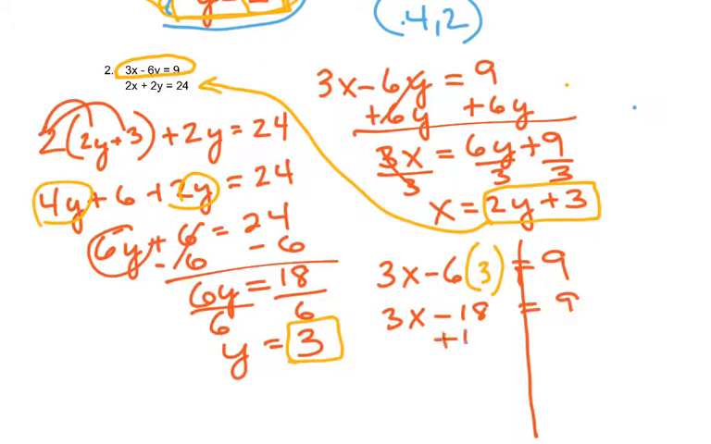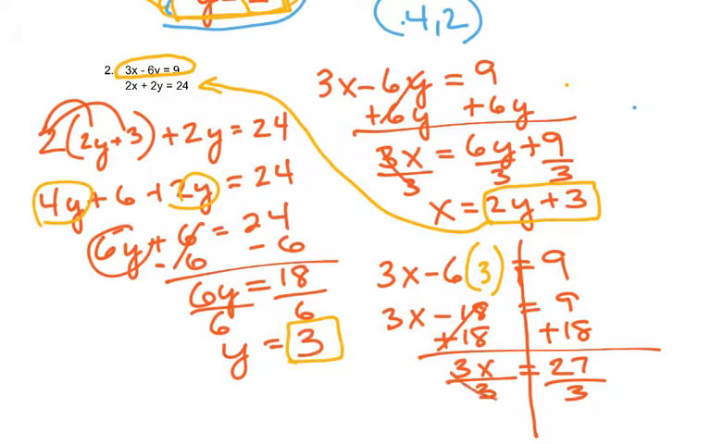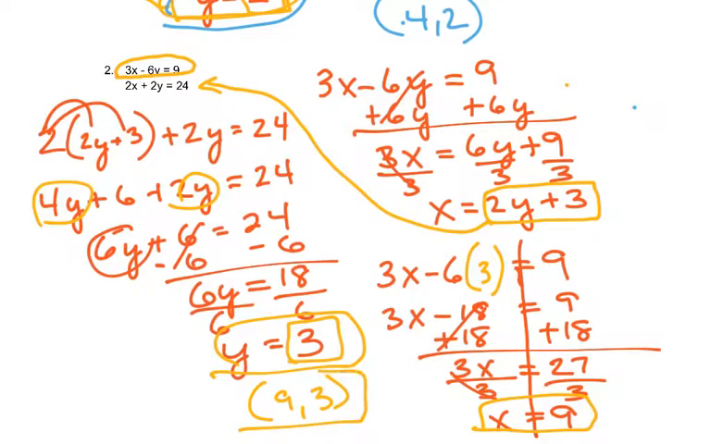We're going to add 18 to both sides. We get 3x equals 27. Divided by 3, x equals 9. Okay, so now we have our ordered pair. y equals 3, x equals 9. Remember, x comes first, so we have 9 and 3 as our answer for our ordered pair. Okay? All right.